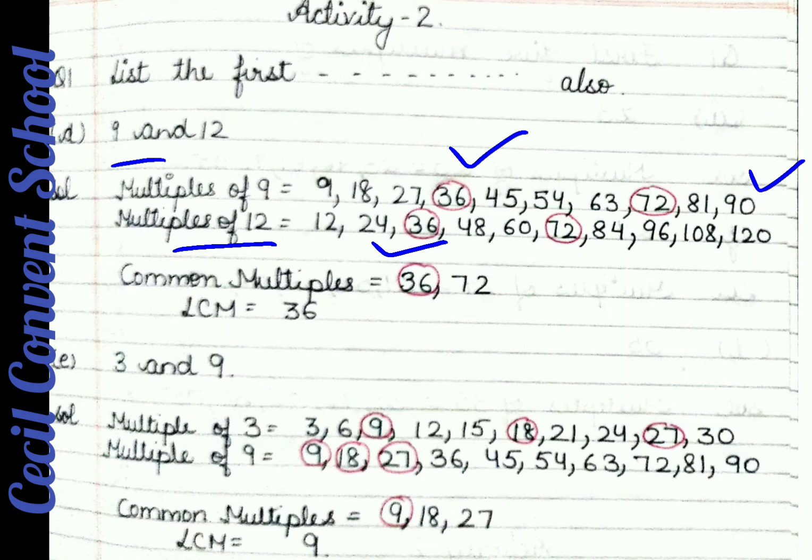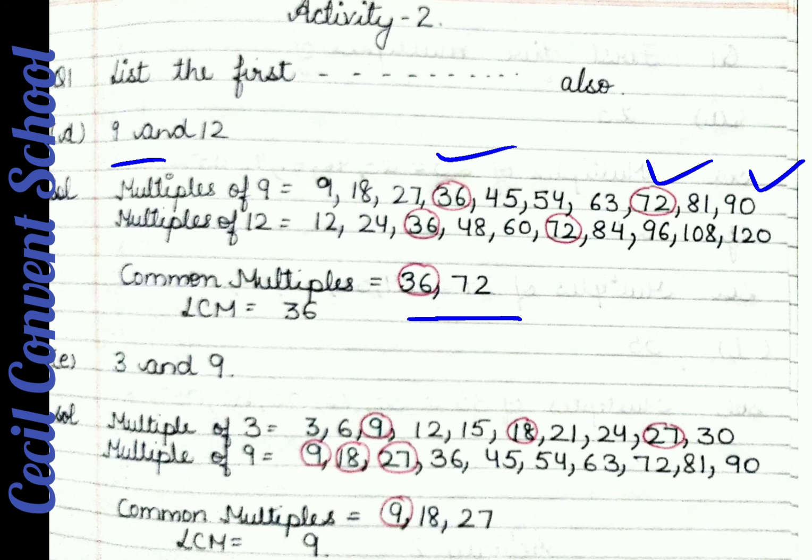So we will circle them. Clear? Now see another number which is common in both the tables, that is 72 and 72. So we will circle it. Now students, we will write, these are called common multiples. Which ones? This one, 36 and 72. Both I will write down in common multiples.